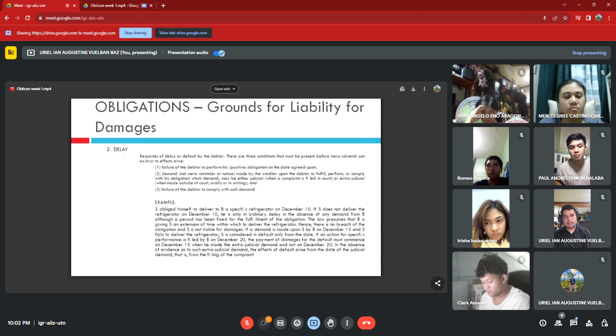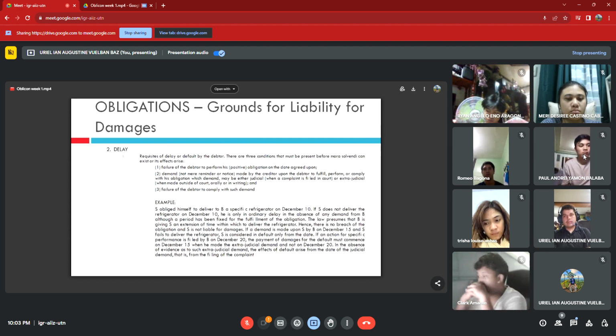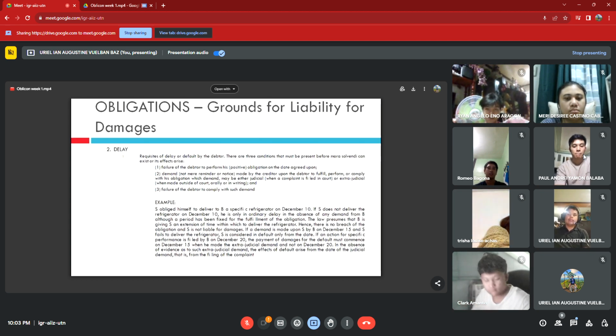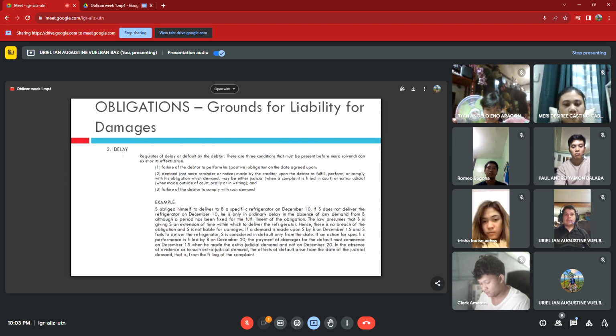And that's the time that the debtor obligor will be in default or legal delay, which can now be actionable before the court. You can file a case against that debtor obligor. Let's see some examples here. S obliged himself to deliver to B a specific refrigerator on December 10. If S does not deliver the refrigerator on December 10, he's only in ordinary delay in the absence of any demand from B, although a period has been fixed for the fulfillment of the obligation. The law presumes that B is giving S an extension of time within which to deliver the refrigerator. Hence, there is no breach of the obligation and S is not liable for damages.